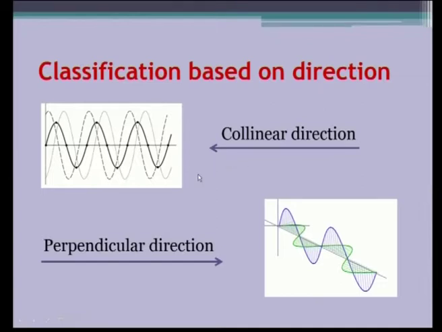So, all these are possible in the case of collinear. And what about the perpendicular direction? In the perpendicular direction, take for example, the green oscillation is happening along the x axis and the blue oscillation is happening along the y axis. Of course, this z is the time axis.